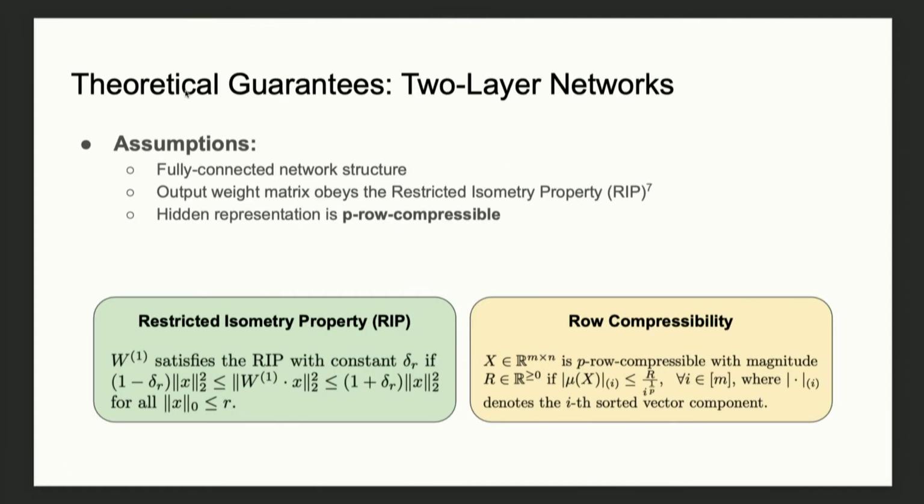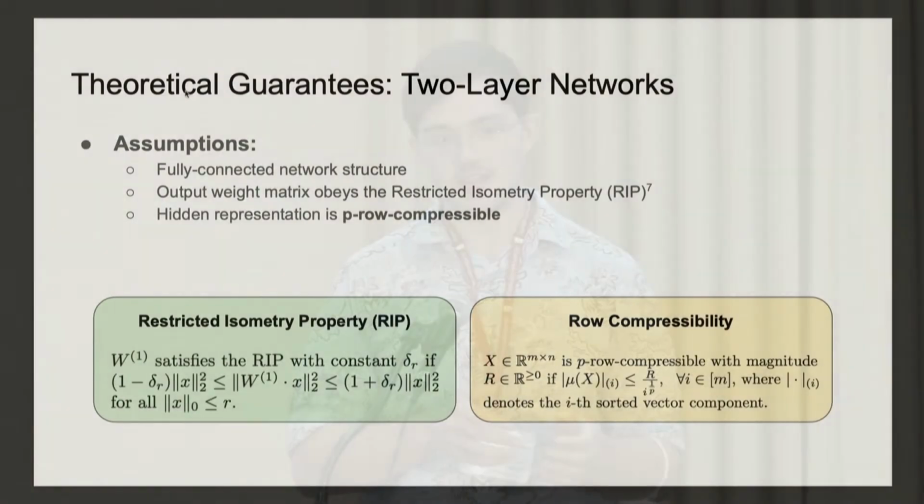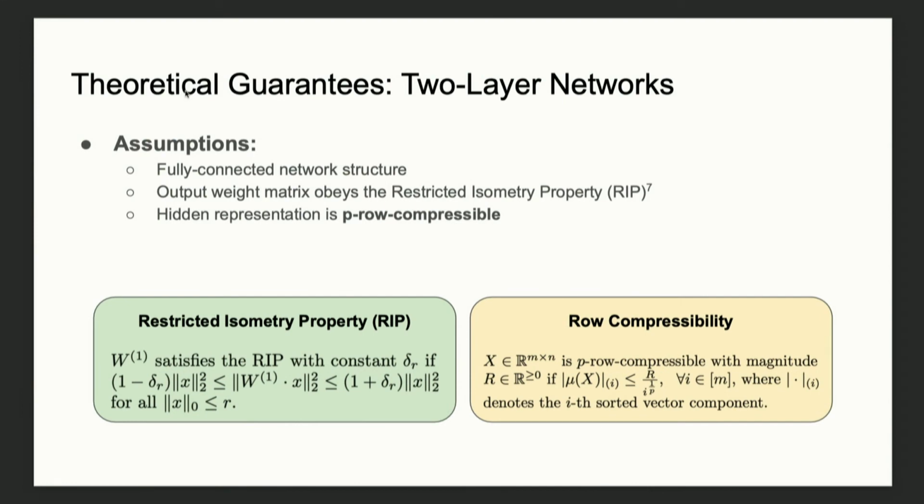Then the question is, what kind of theoretical guarantees do we get with this? The first scenario that we analyze is two-layer networks. So we consider feed-forward neural networks, and we make a couple of assumptions, namely that the output weight matrix obeys the restricted isometry property, and that the hidden representations of the network are row compressible. What that means is that if we look at the network's representations across the entire data set, they're somewhat sparse. It characterizes the level of sparsity within the hidden representations, so that if we have a low row compressibility factor, the neural network representations are very sparse and vice versa.